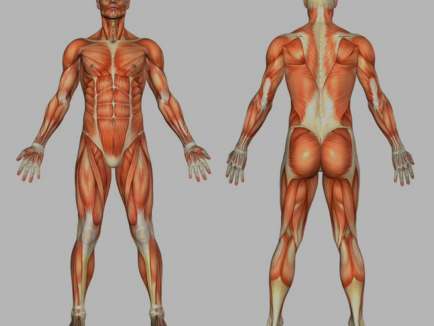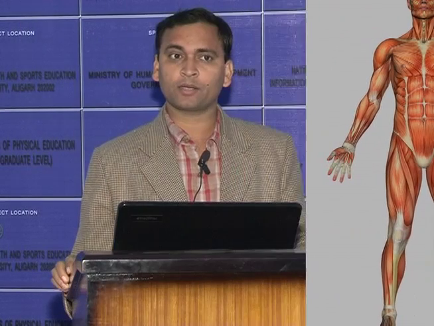The topic of the presentation is basic muscle structure. There are more than 400 muscles present in our body, and muscles are mainly of three types: skeletal muscle, cardiac muscle, as well as smooth muscle.